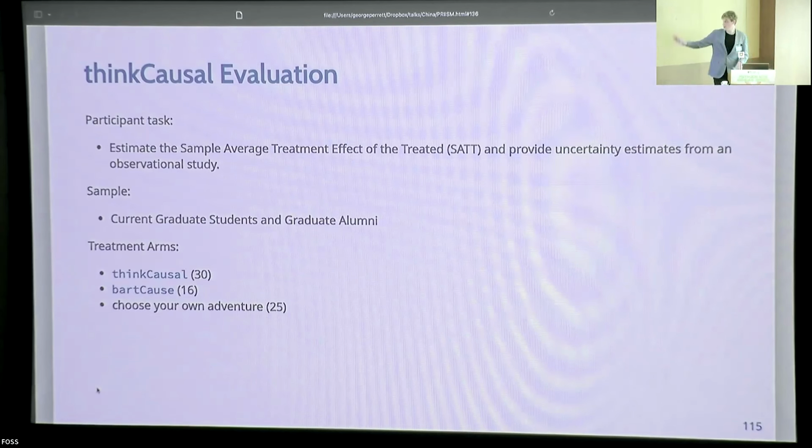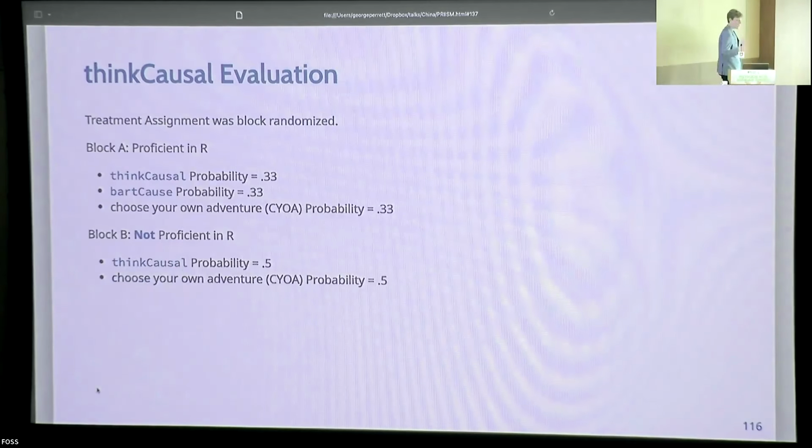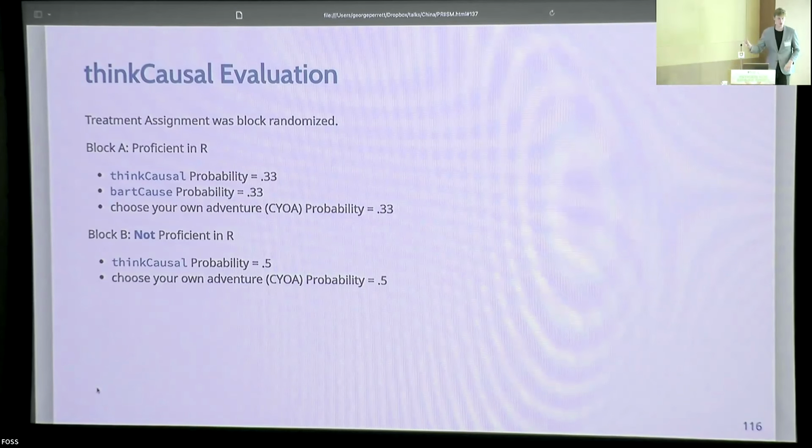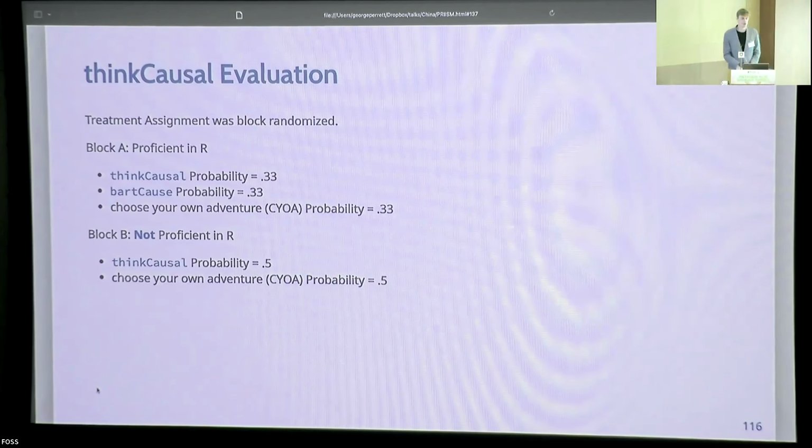Now, these numbers aren't exactly the same for each group because it was actually a block randomized study. Some people didn't know R, and if you don't know R, you can't use BART cause. So we did some blocking. We had a pre-study survey to determine this information. We basically assessed people's R programming capacity. And if they knew R, they had a 1/3 chance of getting Think Causal, BART cause, or this choose your own adventure. And if they did not, it was a 50-50 split between Think Causal and choosing your own adventure. So that's why the numbers are not equal between the three groups, because of this blocking.